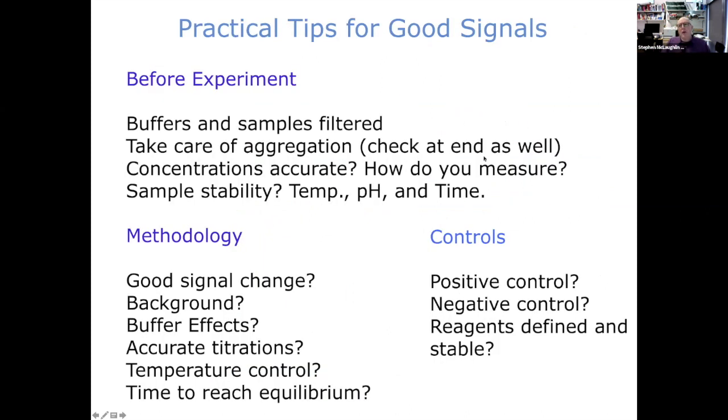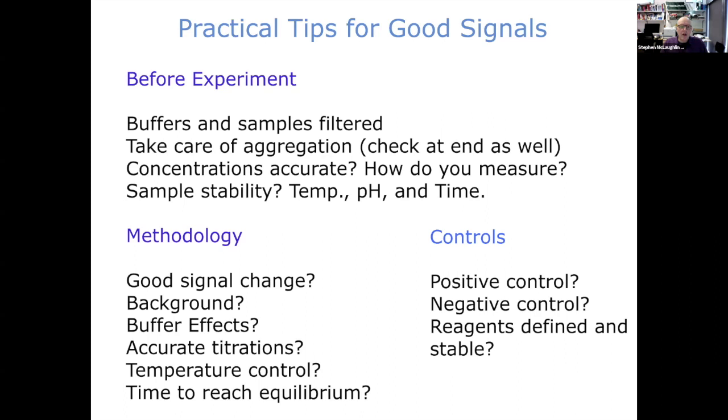As we've mentioned all the way through these talks, good signals need good samples. So make sure your buffers and your samples are all filtered or spun down. Make sure you don't have any aggregation before and also after the experiment. Are your concentrations accurate? How have you measured that? Is it just NanoDrop at 280, or is it a Bradford? Is that accurate? Have you looked at your sample stability beforehand? We've got methods to do that. There could be changes in maybe the temperature, the pH, and the time as well that you've got to look at.